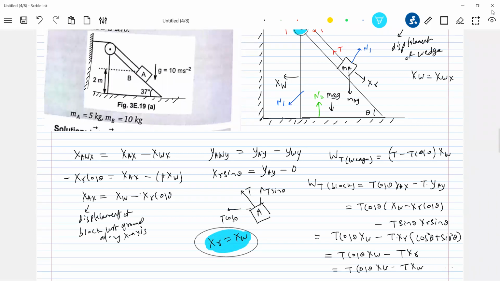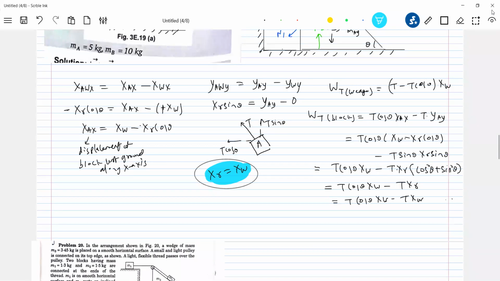So now T cos theta, XW you take outside. So this should be the work done by tension on the block. This should be equal to, XW you take outside, T also. T cos theta minus T into XW. Look at the work done by the tension on the wedge and work done by the tension on the block, how they are. If you take minus common, equal and opposite, no?